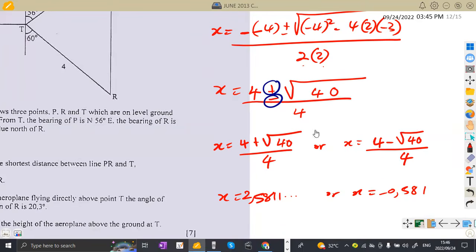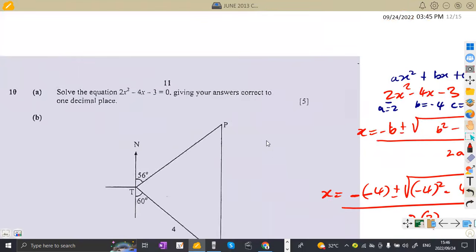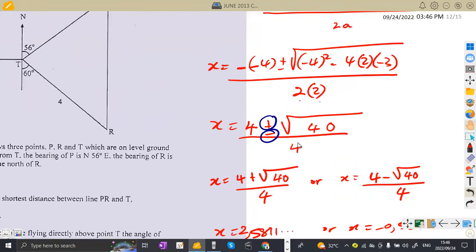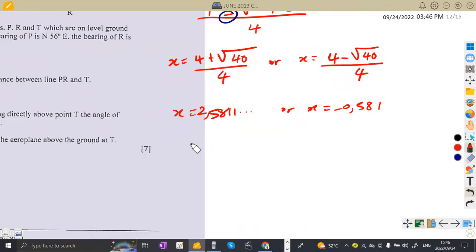Okay, so let us check the degree of accuracy we are given. Giving your answer to 1 decimal place. Here we are given an instruction, so we follow it: to 1 decimal place. That means if I round off, x is equal to 2.6, since this 8, the first digit after the comma, is going to change this 5 into 6. Or x is going to be negative 0.6, since this 8 is going to change this 5 into 6. So these are the values of x that I'm going to have from this one. As you can see, it was pretty clear.